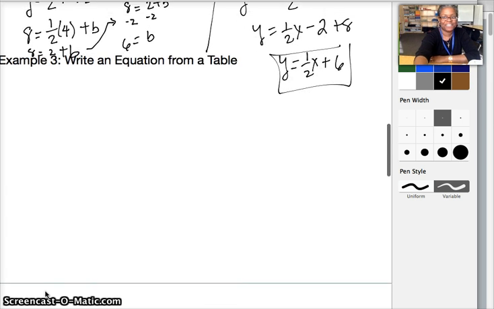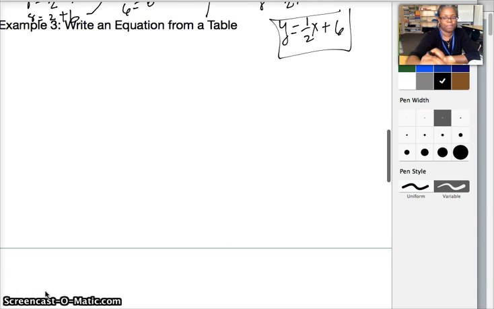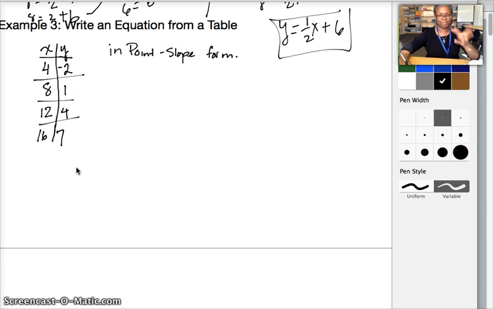Okay, so let's see. We've got another example here. We need a table, so let's get that. Okay, there we have it. So here's our table, and I finished off the directions. It says write an equation from a table in point slope form. So that's the form we're going to use, and here's a table.